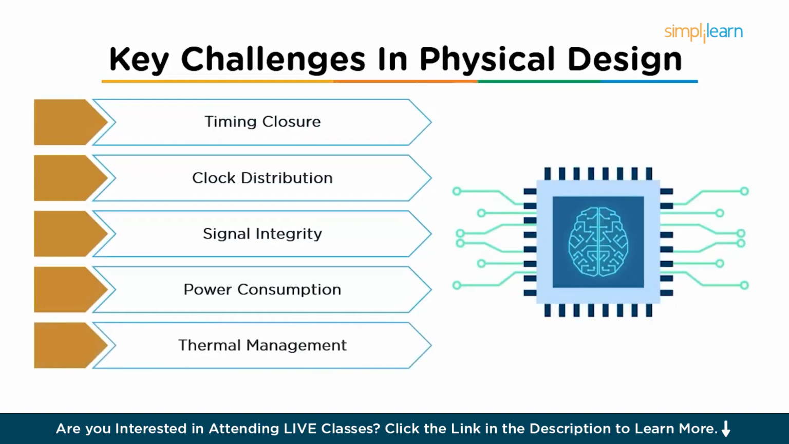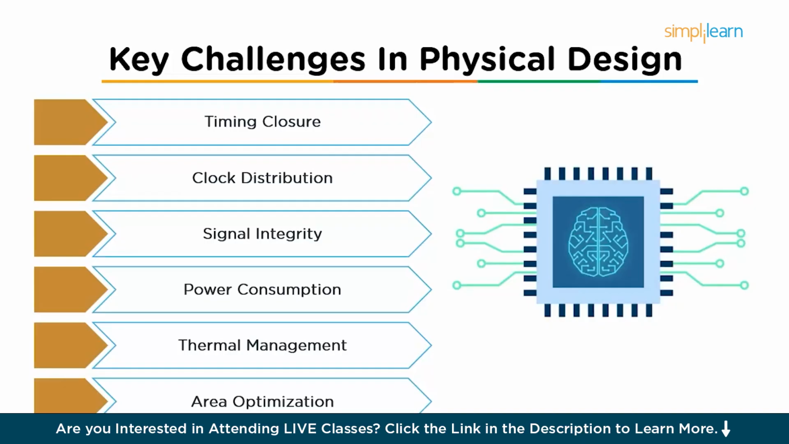Then comes thermal management. As power density increases, heat concentration can cause thermal hotspots that affect performance and long-term reliability. So I repeat, the designer must plan for effective thermal distribution through floor planning, heat-aware placement, and spreading high-power components apart. Then comes area optimization. With the demand for more functionality and smaller form factors, physical designers must minimize chip area without violating design rules.